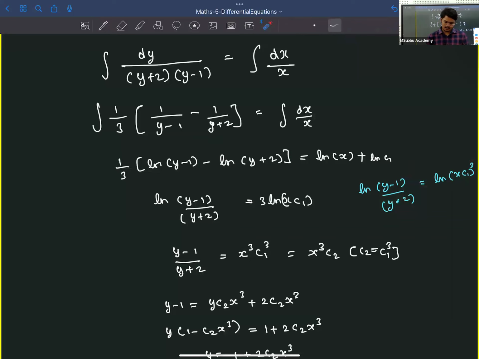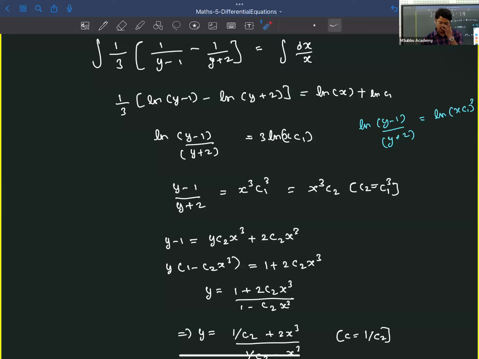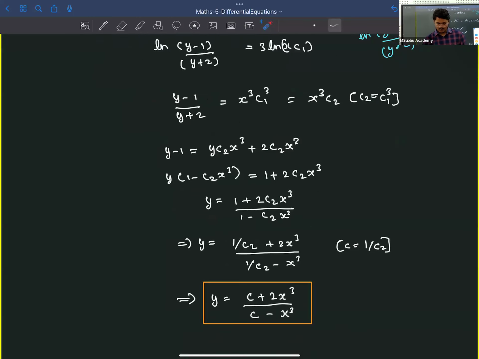Now the ln just gets removed. So (y minus 1) by (y plus 2) is equal to x cube into c1 cube. Now take c1 cube as c2, just to keep it as a constant term directly, no need of any pass. So when you take it as c2, directly solve for y. When you solve for y, you get this equation: y is equal to (1 plus 2 c2 x cube) by (1 minus c2 x cube).